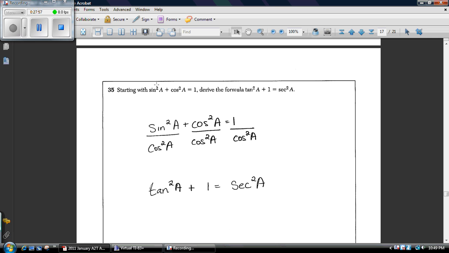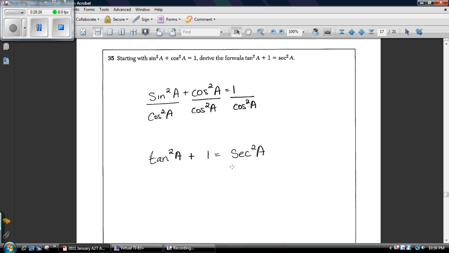Starting with sine squared plus cos squared equals 1, derive that formula. Okay, so this is a Pythagorean identity. How do you get this? Well, tangent is sine over cosine, and tangent squared is sine squared over cos squared. So I'm just going to divide literally this whole thing, each one of these, by cos squared. And check it out. Cos squared over cos squared is 1. 1 over cos squared is secant squared. It just works. It's awesome.